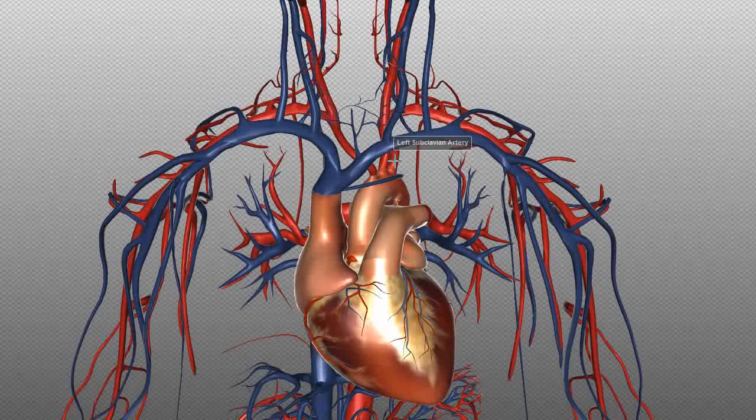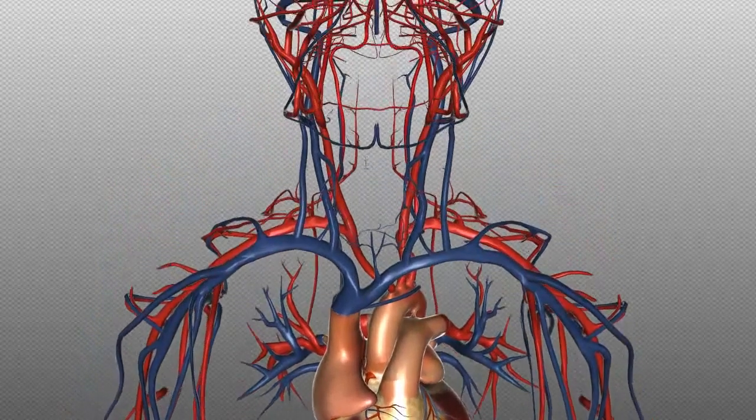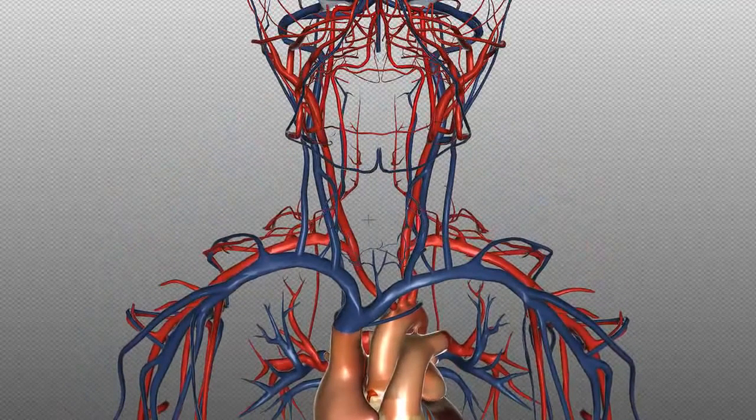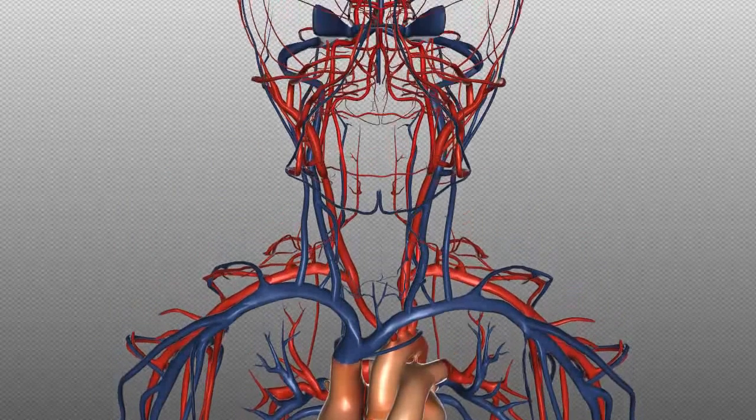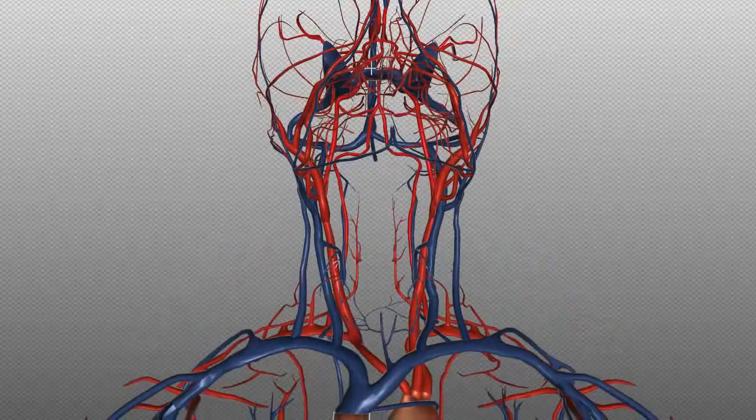So the carotid arteries, the common carotid arteries on either side, split into external and internal carotid arteries. So the right common carotid artery splits into the right external carotid and the right internal carotid, and as you can see here, they go up to supply the brain and the head and the neck.